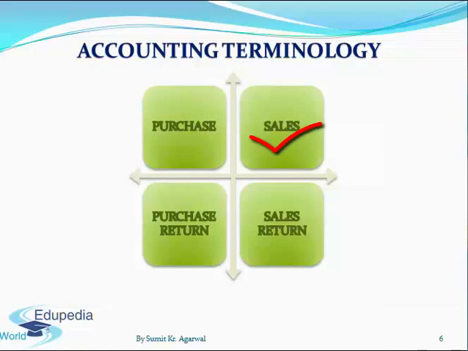Sales are total revenue received or to be received against the goods we have sold or the services we have sold to our customers. Now after selling, if for some reason the goods are returned by the customer, then this is to be accounted for in our accounts and it is known as sales return. Again, the reasons can be the same as the purchase return examples I had given. Either the quality is not good or the specifications are not correct.